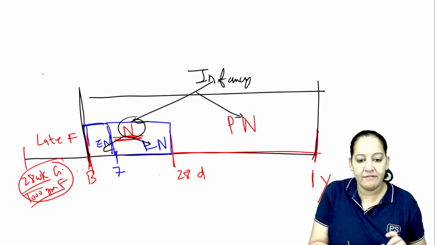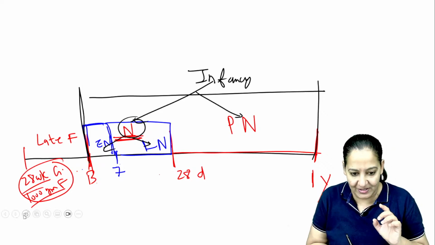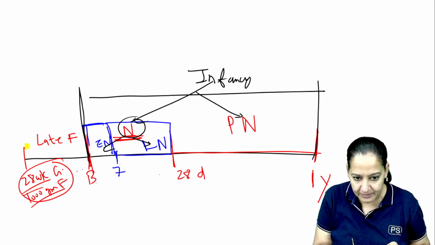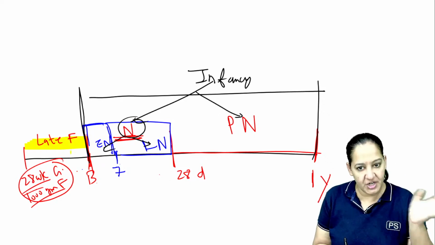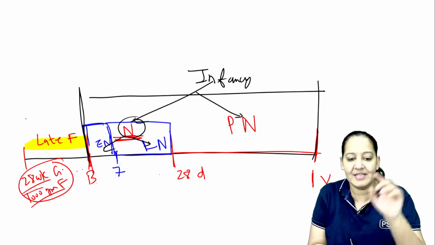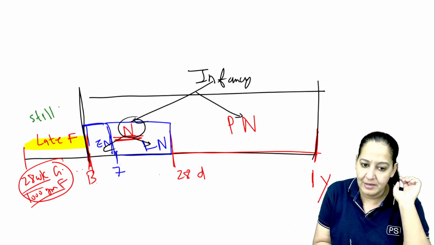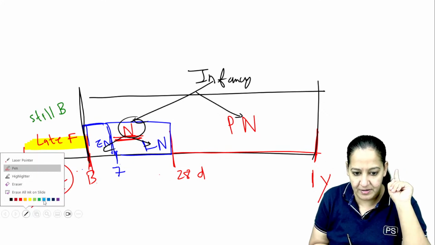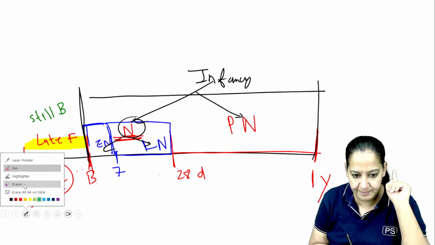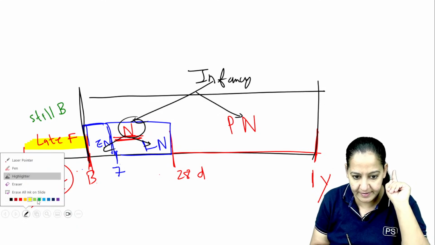One more thing I would like to tell: if any death is occurring in this period, listen. If any death is occurring from 28 weeks of gestation till birth, if any fetus is dying in this period, it is known as stillbirth. It is known as stillbirth.